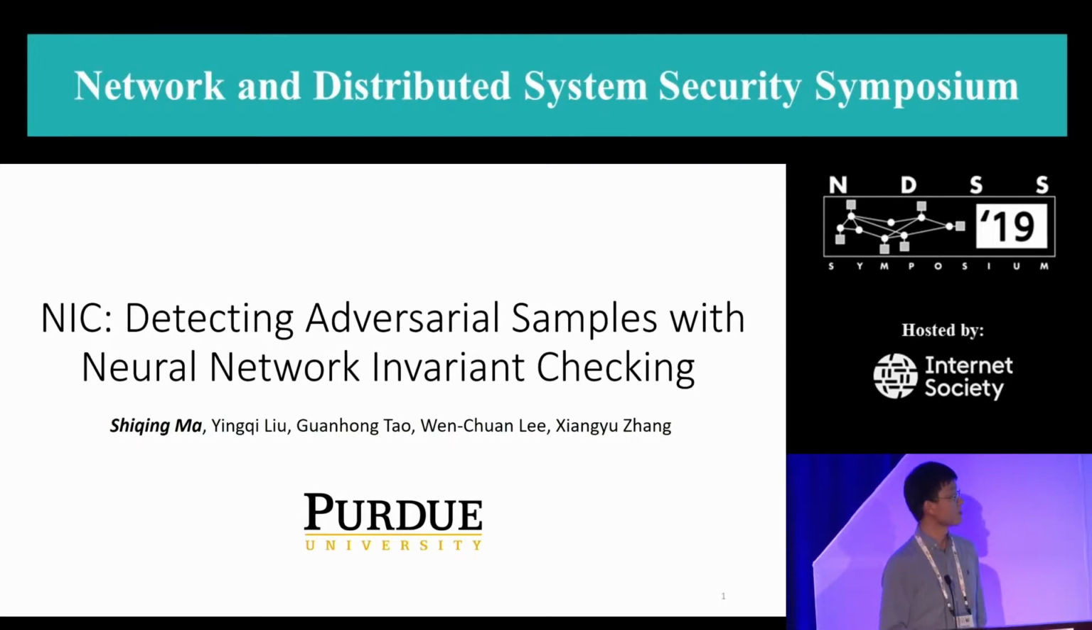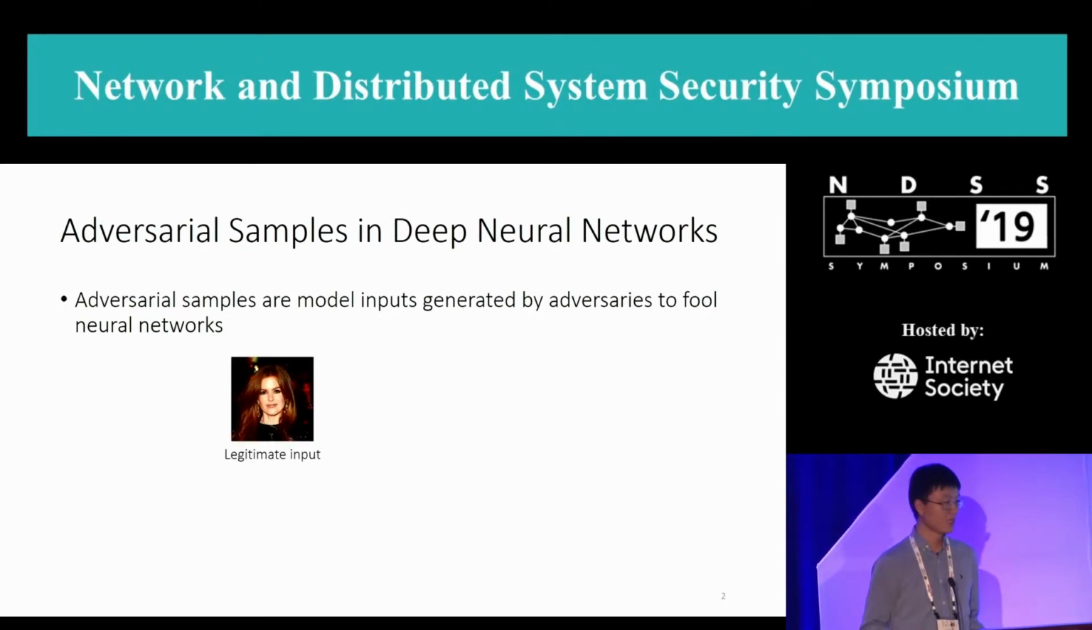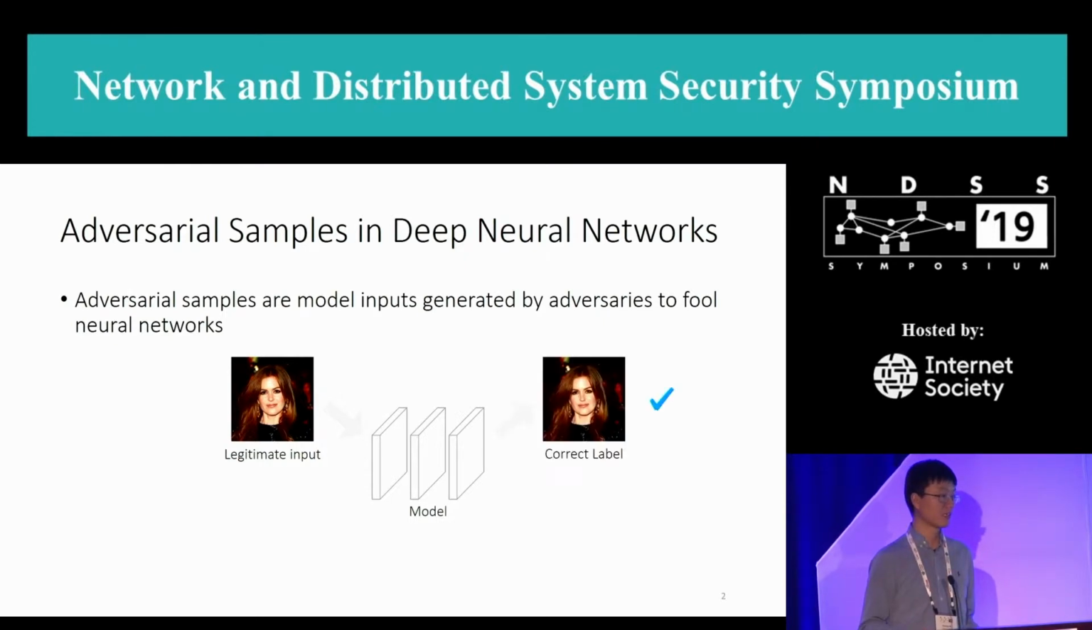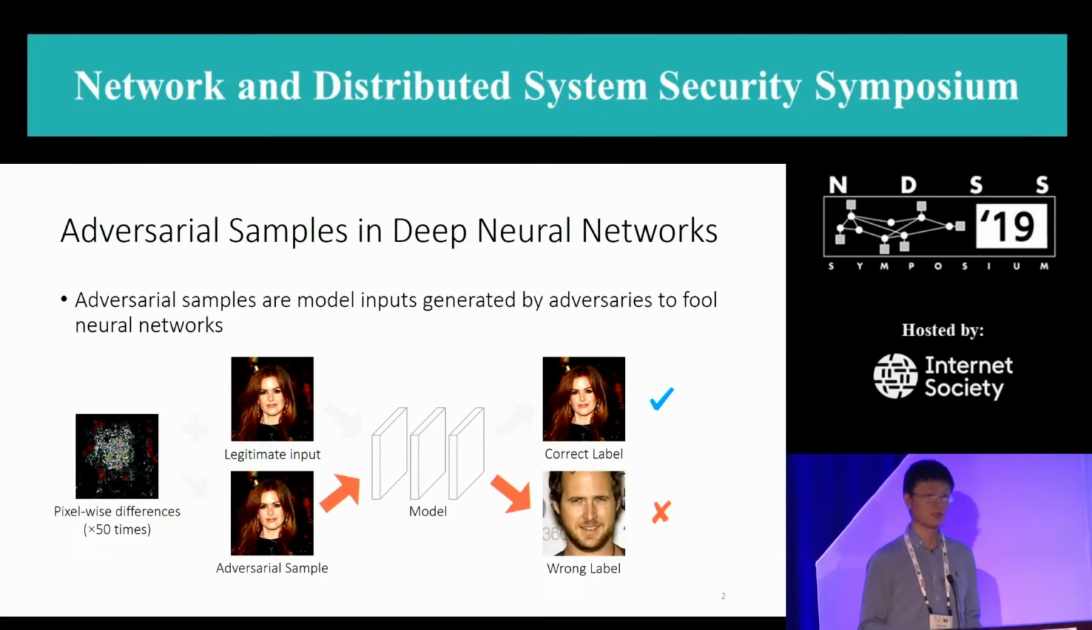So, adversarial samples in deep learning. Intuitively, adversarial samples are model inputs generated by adversaries to fool the model. A very simple example: we have a legitimate input, we feed it into the model, and we get the correct output label. However, if we use some attacks, we can generate perturbations and add them to the original image, and we get the adversarial sample. If we feed this into the model, we get the wrong output label. Even though to humans it looks very legitimate, the model doesn't recognize it.